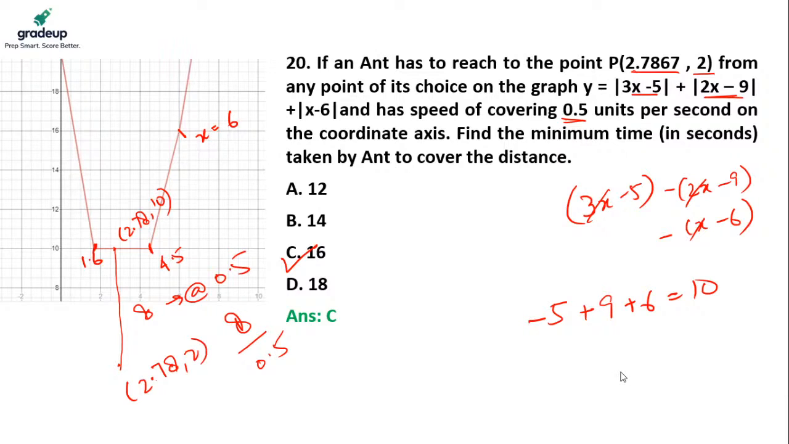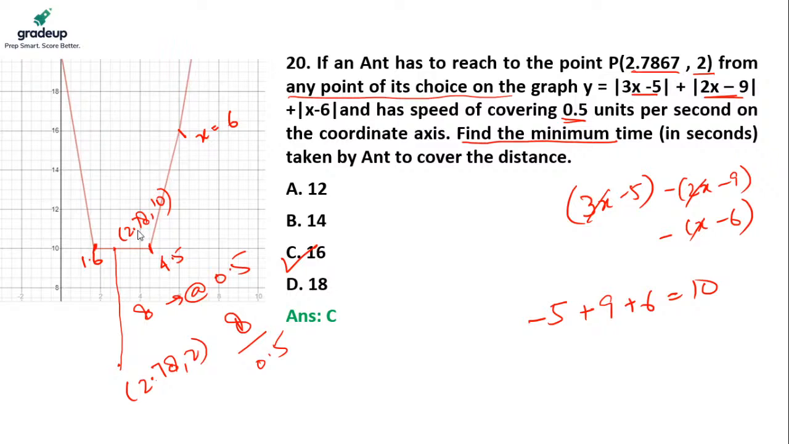There was one question: why the bottom flat? We will pick up the bottom flat because the question says minimum possible time. An ant has to reach this point from any point of your choice. So this ant can start from any point of this graph. We are given the full freedom to choose any point on this graph. So I will choose a point which is closest to this point, and closest to this point will be this point only.